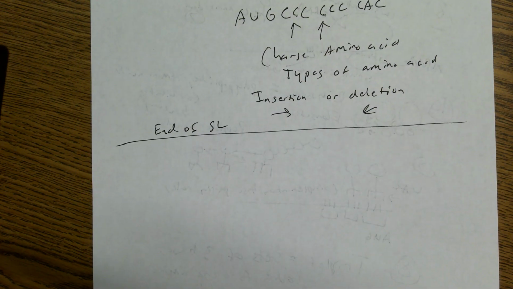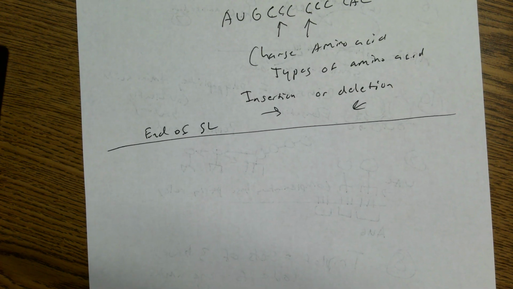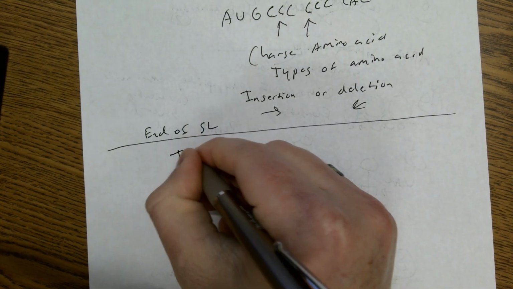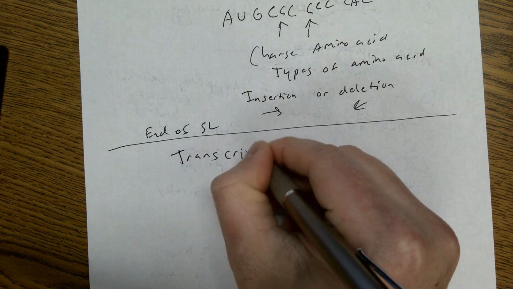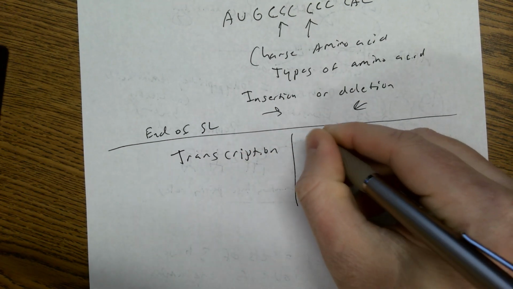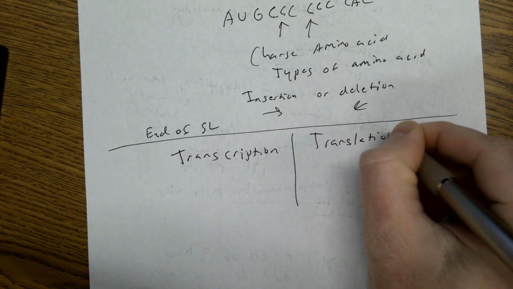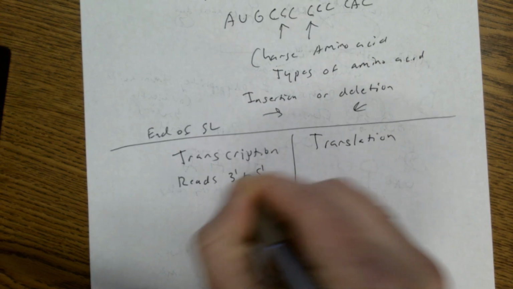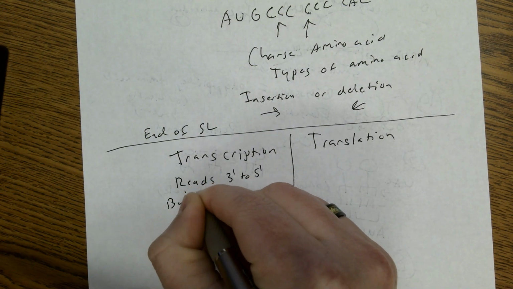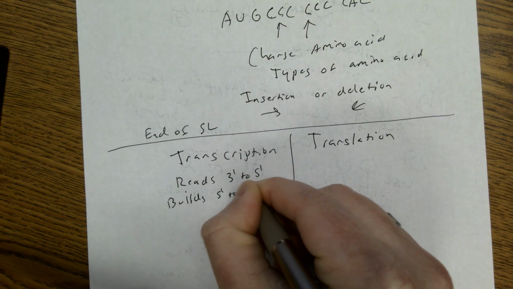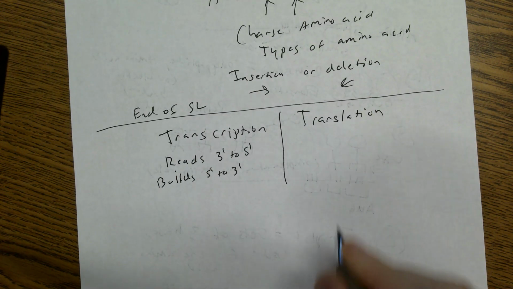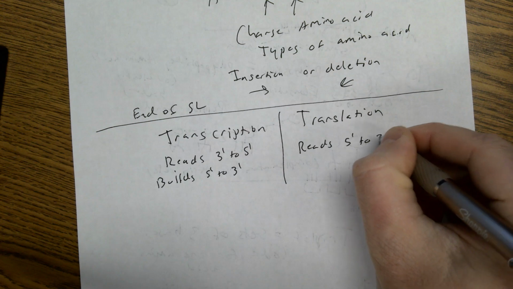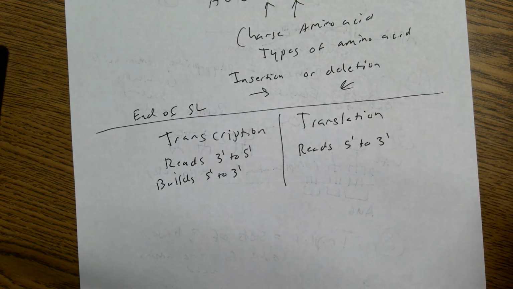For HL, we have a couple of things that we need to add in. First is the direction that we do it. So transcription and translation are a little tricky because for the first time, the direction is a little different. Transcription reads 3' to 5' and builds 5' to 3', just like in DNA replication. Translation reads 5' to 3', and it builds amino acid chains.